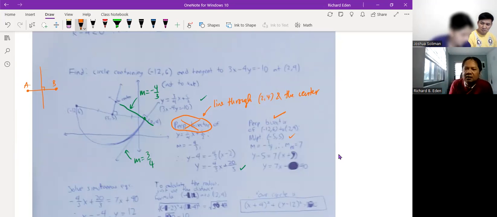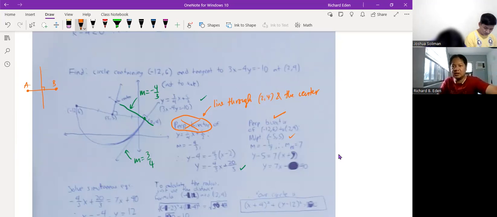Ay, hindi pala po siya perpendicular bisector. Perpendicular line lang siya. Perpendicular line lang po pala. Yeah, through the point of tangency. That's what I'm saying.